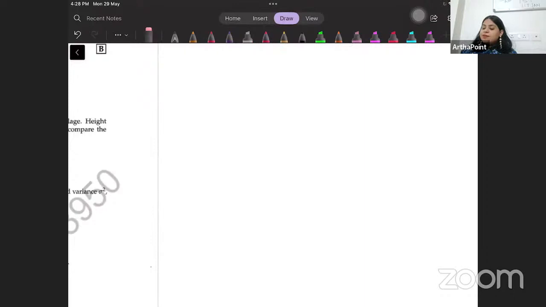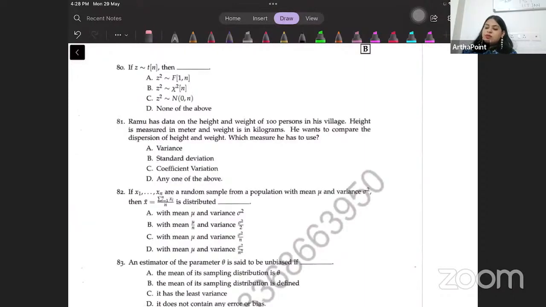Okay, so this says Z is distributed T. And then Z square will be... Whenever Z is any variable distributed with T, then Z square is also always distributed with F. So you can write this rule: whenever Z has a T distribution with n degrees of freedom, then Z square is distributed F. That means it follows the F distribution.